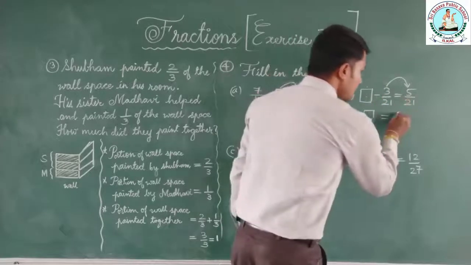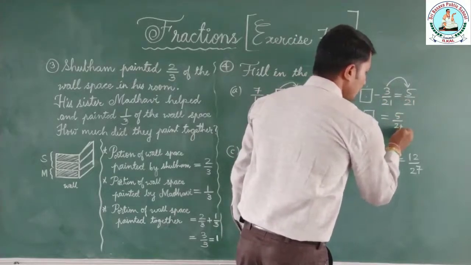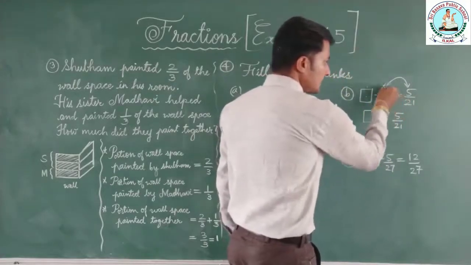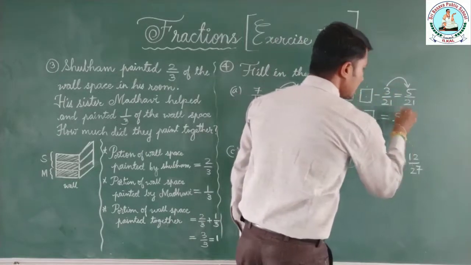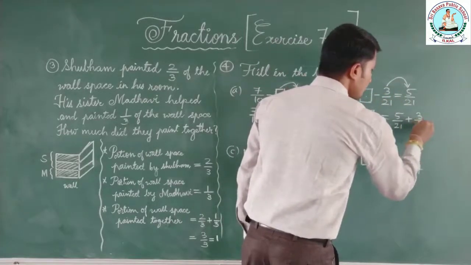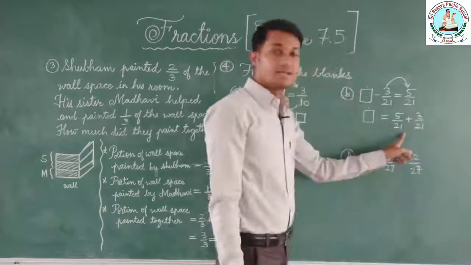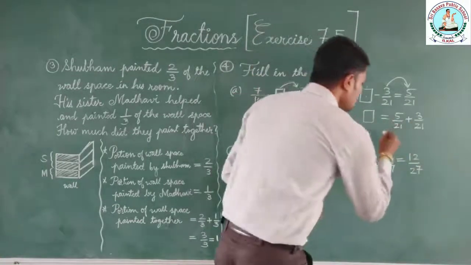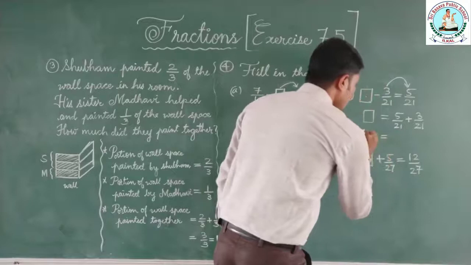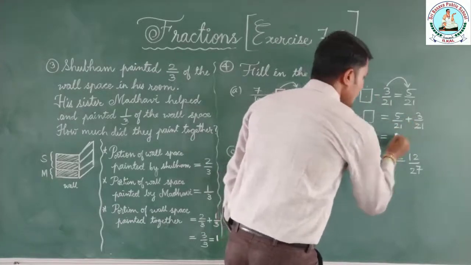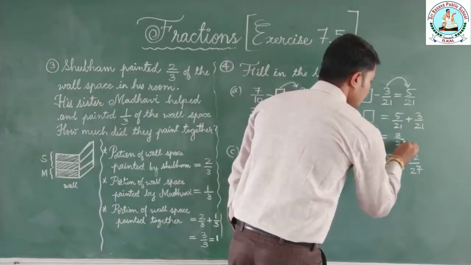5 by 21 is already here, 5 by 21, and as I said, this negative number will become positive, this negative fraction will become positive. So it is 3 divided by 21. So first of all, these are like fractions, just add them. So equal sign, empty box as it is, then 5 plus 3 will be 8 and 8 divided by 21.